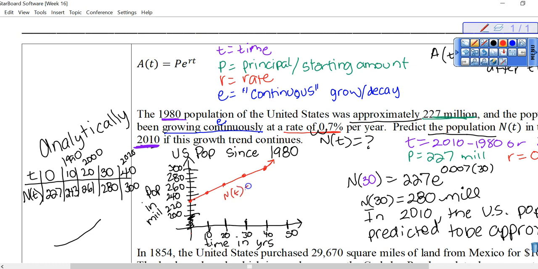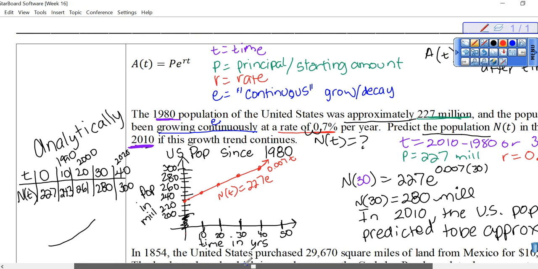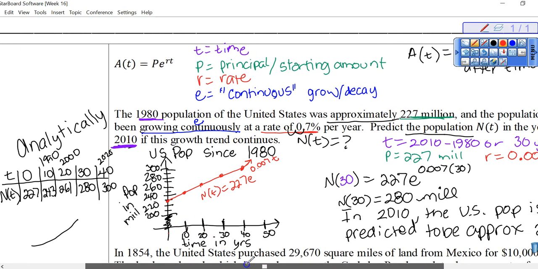N of t is equal to 227e to the 0.007t. So it's variable. I can plug in whatever time I want, and it'll give me the population at that time if the rate is consistent. Okay? So that is how you would get the extra credit. You got to work for it. I don't actually think that's very difficult. You just have to use your brain a little bit and plan it out. Okay? So that's what I'm asking for.